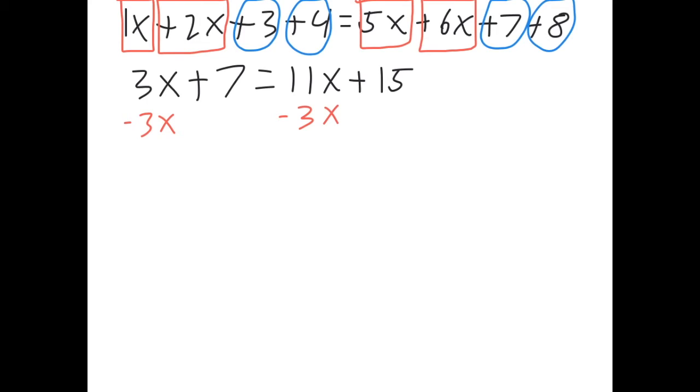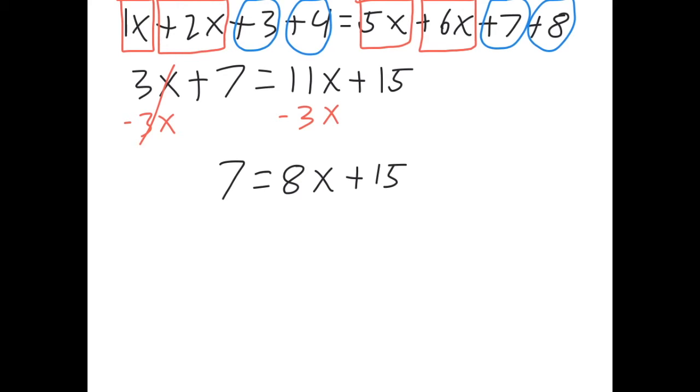The 3x's will then cancel each other out on the left side to leave just 7. And on the right side, 11x minus 3x is 8x. And the plus 15 stays there. The next step is step 5. And actually, just as a disclaimer, step 5 and step 6 are actually the same thing, and I accidentally wrote it twice. But there's no harm in having it on there twice. You just use one and skip the other.